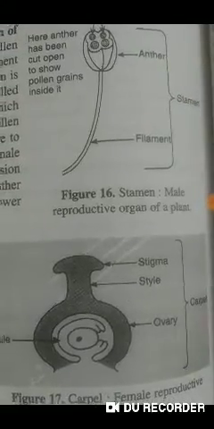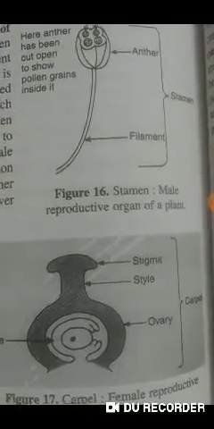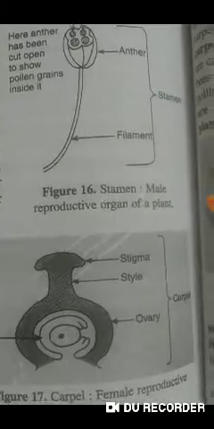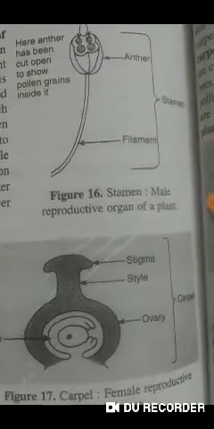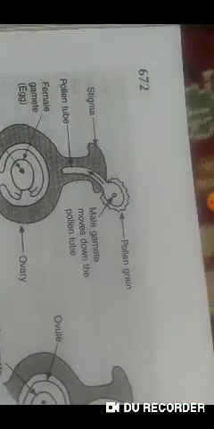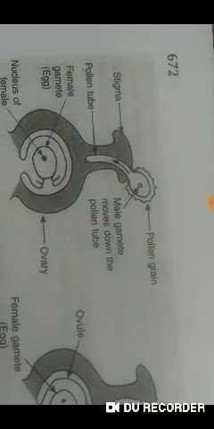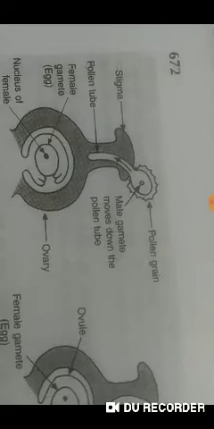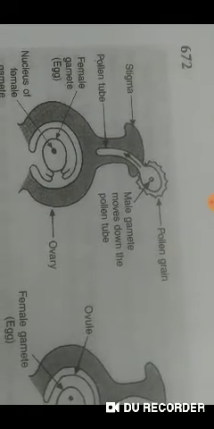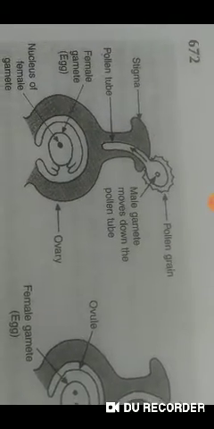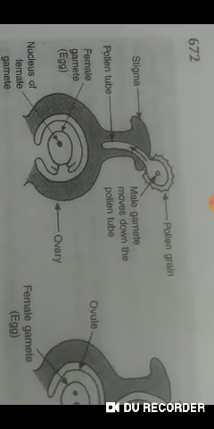The pollen grain bursts open and grows a pollen tube down through the style towards the female gamete in the ovary. A male gamete moves down the pollen tube. The pollen tube enters the ovule in the ovary. The tip of the pollen tube bursts open and the male gamete comes out from the pollen tube.